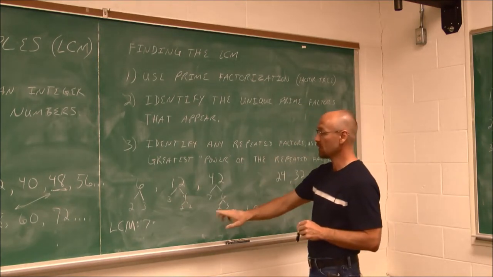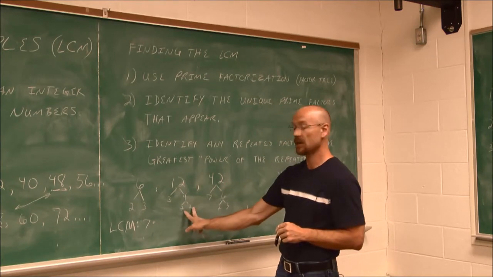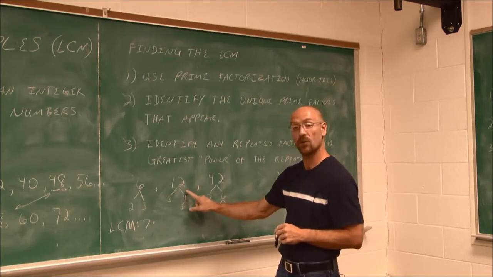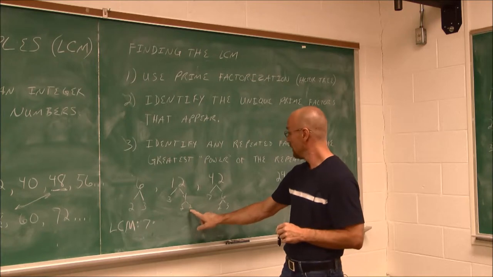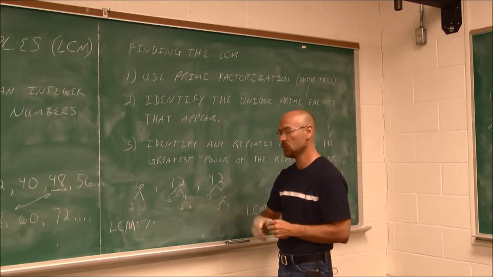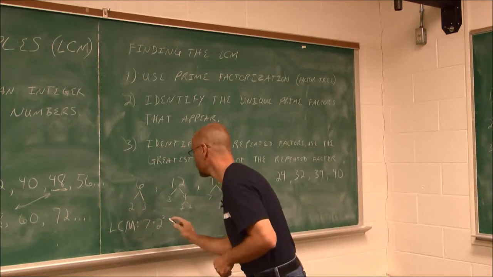Well, the greatest power of 2, this only has 1. This has 2. That's 2 squared. That's where that 4 came from, 2 squared. This only has 1. The greatest power is 2. So I'm going to say 2 squared.